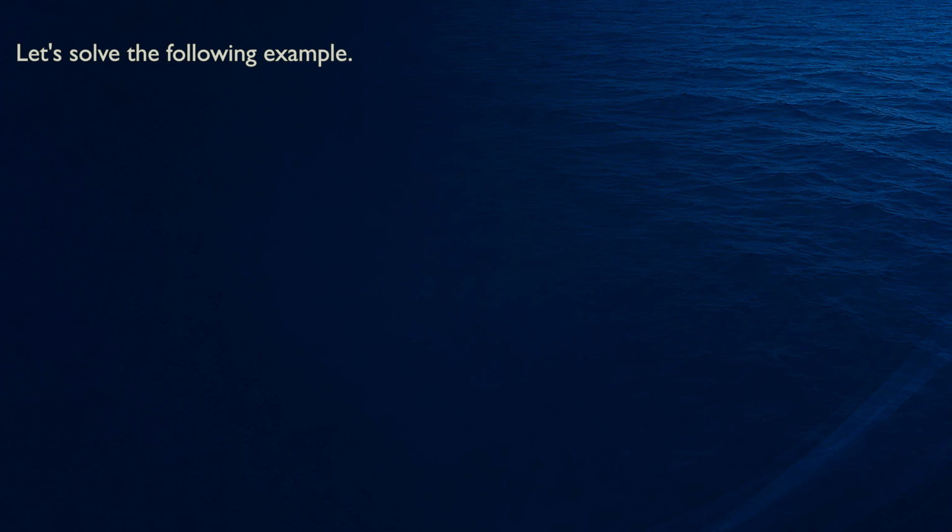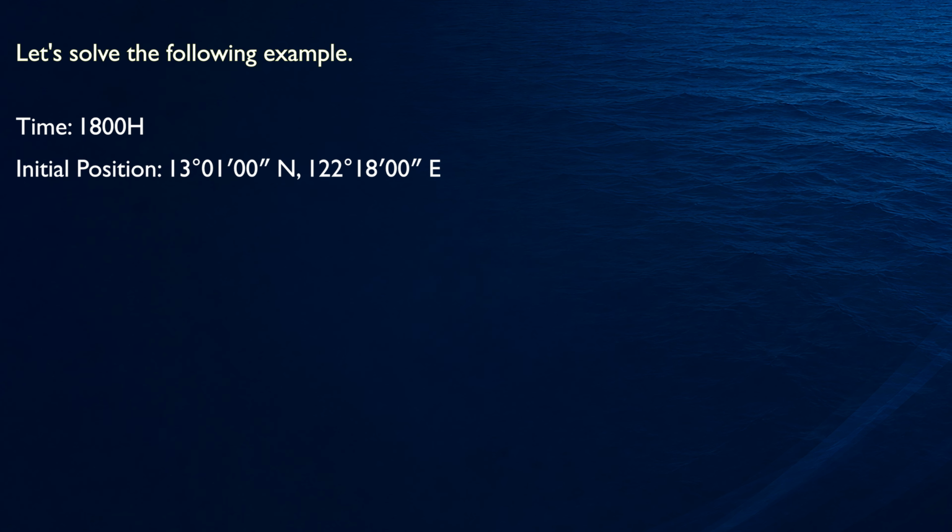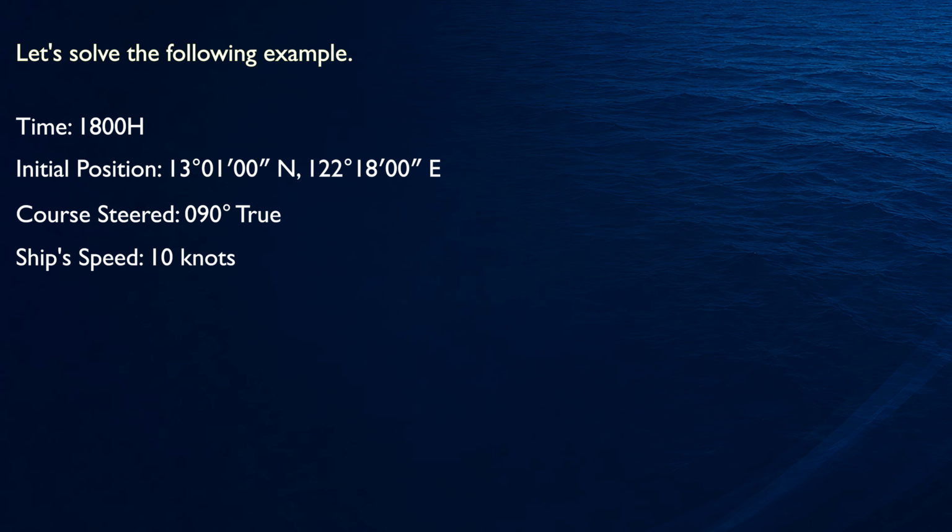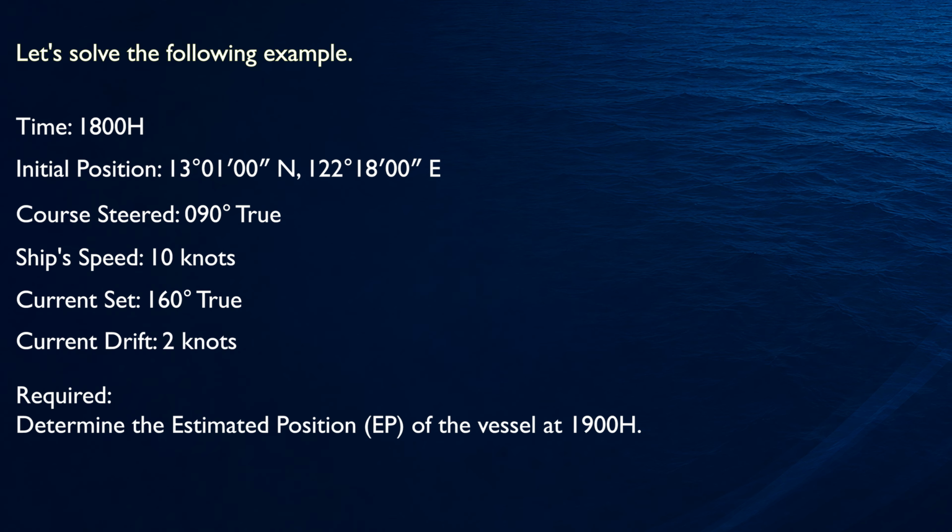Example problem. Let's solve the following example. At 1800 hours, the vessel is at an initial position of 13 degrees 01 minutes north and 122 degrees 18 minutes east. The vessel is steering a course of 090 degrees true at a speed of 10 knots. The current has a set of 160 degrees true and a drift of 2 knots. Your task is to determine the vessel's estimated position, or EP, at 1900 hours.